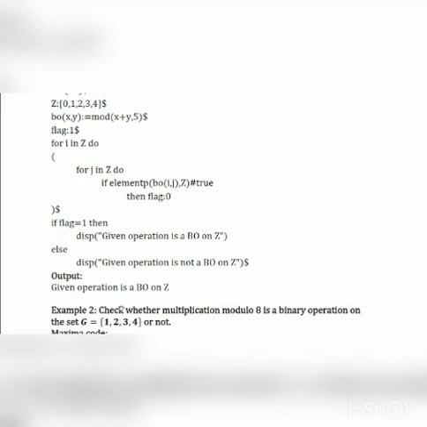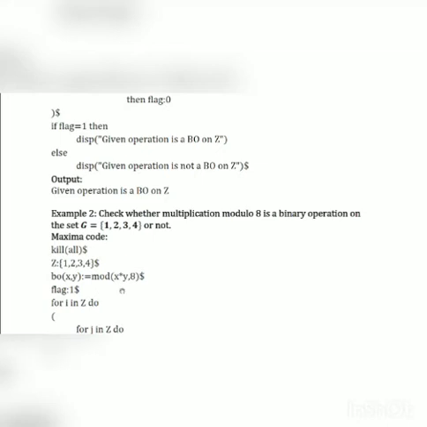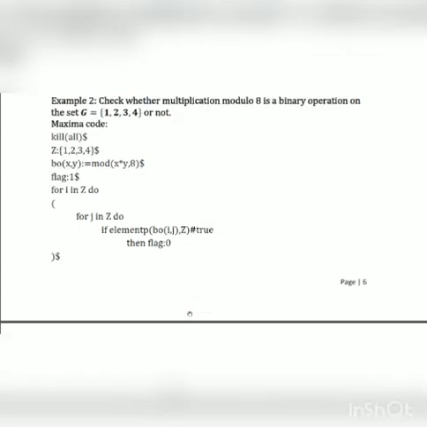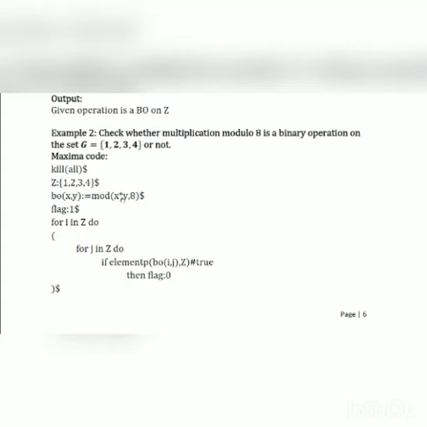Similarly, we had given a problem for multiplication. You can go through that. Same, the only thing is that instead of addition we are having multiplication, and the modulo number is 8. The values of the given set are 1, 2, 3, 4. That's it. Same thing, no change in the program. See, in this case, the given operation is not a binary operation on Z.